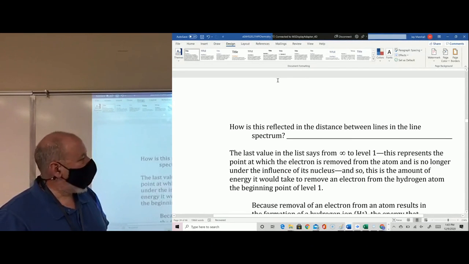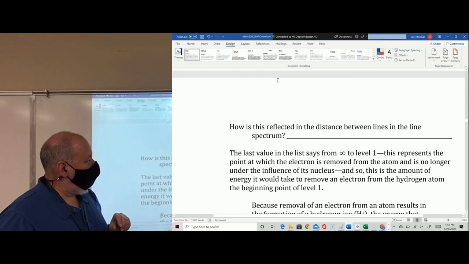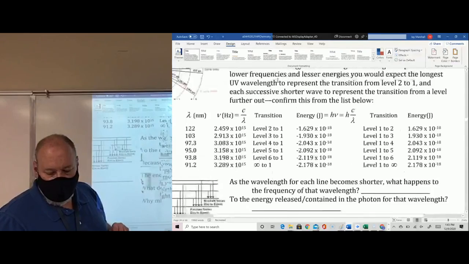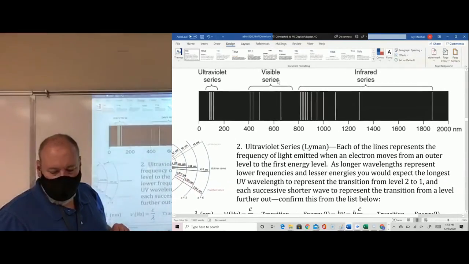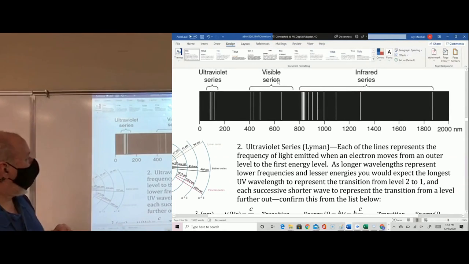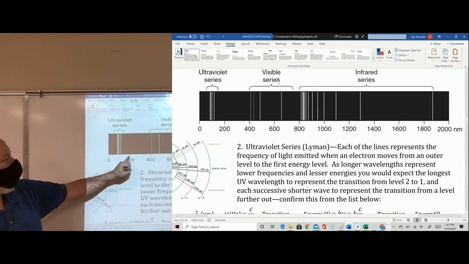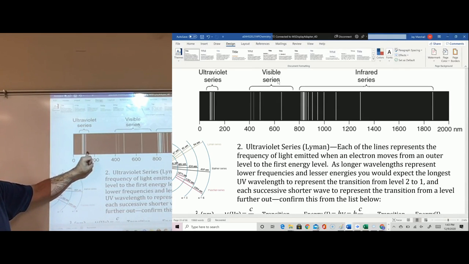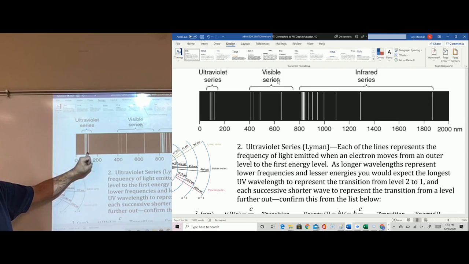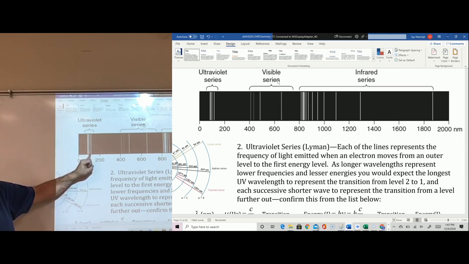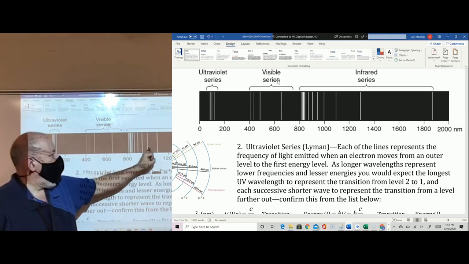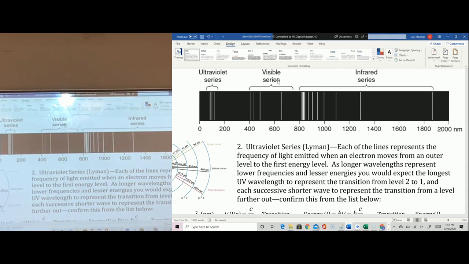Okay? Now, how is this reflected in the distance between lines in the spectrum? What happens as I get further and further away from the nucleus? This is the first line representing the first transition. This represents the next transition. This represents the next transition. What happens to the lines in each of these series as I get further and further away from the nucleus?